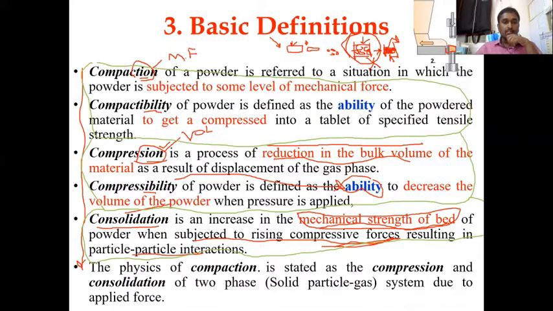Now, what is the physics? Somebody asked, what is the physics of tablet compression? What is the physics you are applying to tablet compression is nothing but the compression and consolidation. That means initially you're compressing, that means initially reducing the volume, which leads to the increase in the mechanical strength of the tablet. That is nothing but the physics of tablet compression. Compression followed by increasing the strength. Right? Hope you understand these definitions.